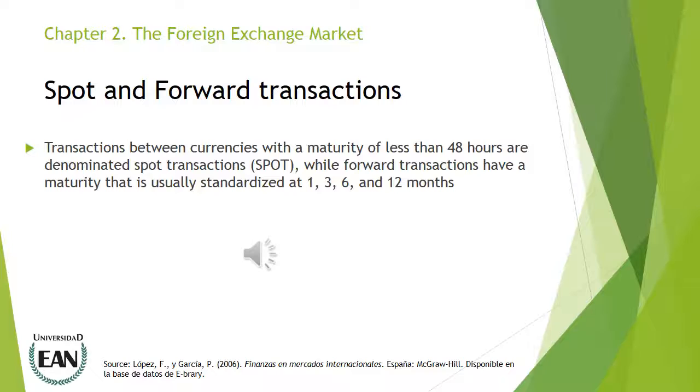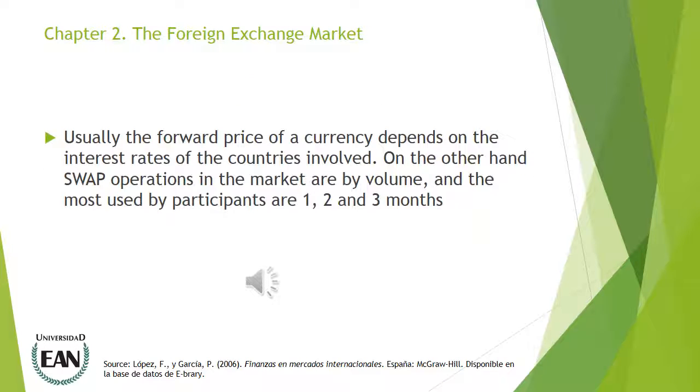The spot and forward transactions. Transactions between currencies with a maturity of less than 48 hours are denominated as spot transactions, while forward transactions have a maturity that is usually standardized at 1, 3, 6, and 12 months. Usually, the forward price of a currency depends on the interest rates of the countries involved. On the other hand, swap operations are also important by volume, and the most used by participants are 1, 2, and 3 months.